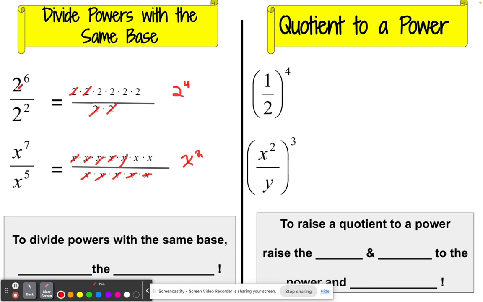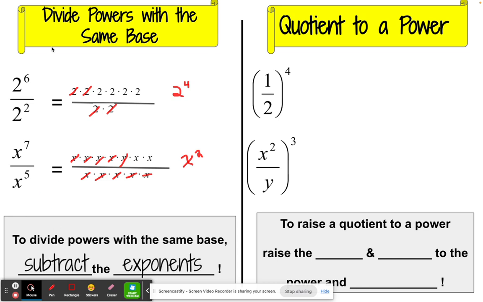Okay, now let's look at this. Do you think you can make a rule? I have 2 to the 6th power divided by 2 to the 2nd power, and I ended up with 2 to the 4th power. Here I have x to the 7th power and x to the 5th power, and I ended up with x to the 2nd power. Well, hopefully you noticed that when I divided these, all I have to do is subtract the exponents, as long as they have the same base. So 6 minus 2 is 4. 7 minus 5 is 2.